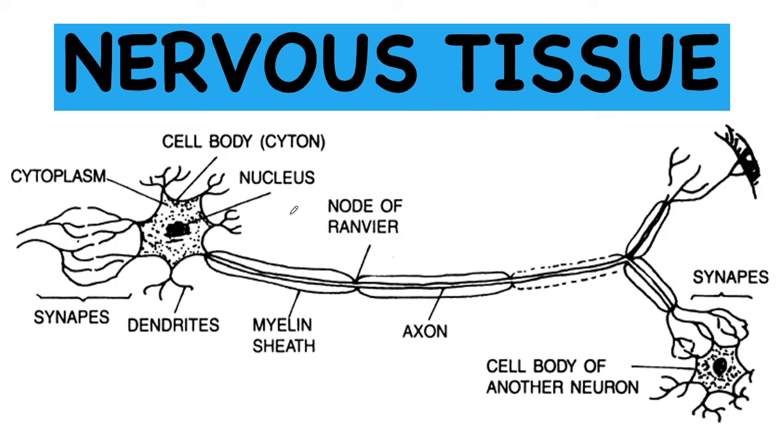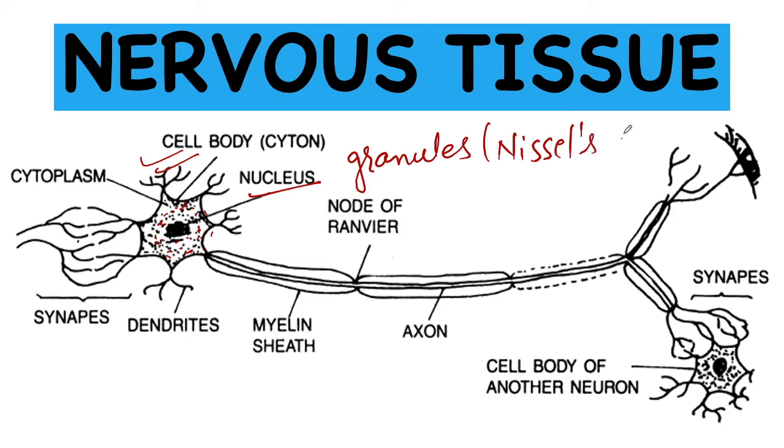So let's start discussing the structure and function of each part of this tissue. Number one is the cell body. It is also known as cyton. It contains the nucleus, cytoplasm and cell organelles. The cytoplasm is coarse. It contains some granules. Some small particles are present. Those are known as granules, and those are also known as Nissl's granules. The spelling might be different in different books.